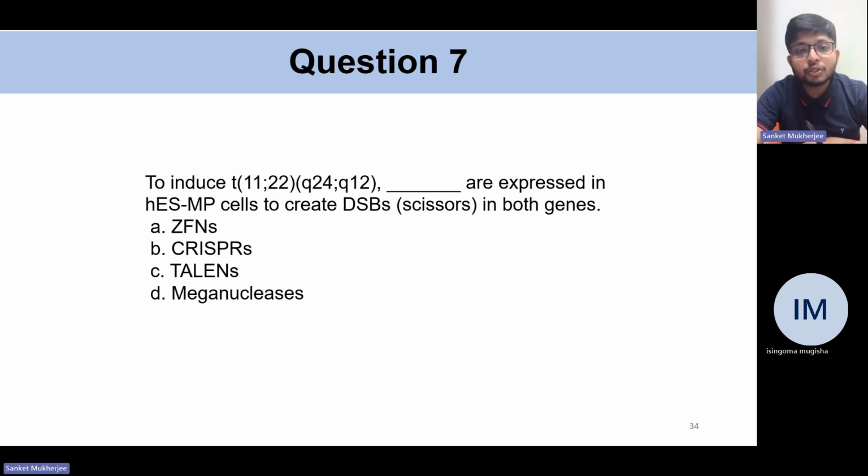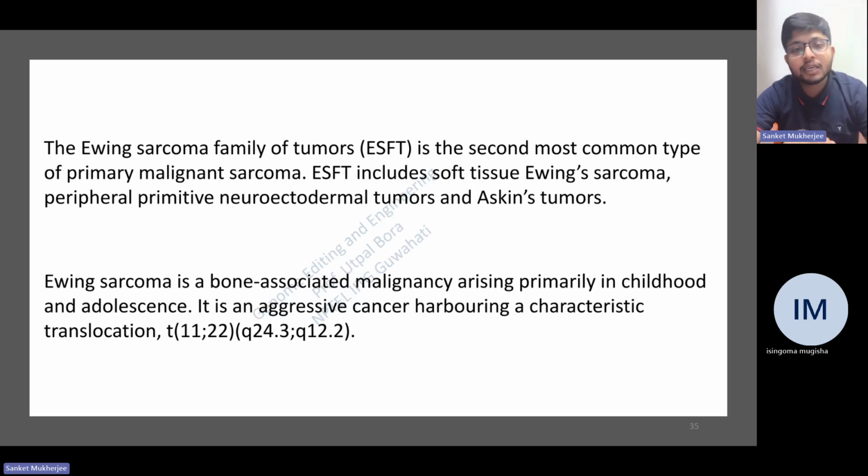Okay, so the answer to this question is zinc finger nucleases. They are expressed in these cells to create double-stranded breaks. Let's see why these are studied. Ewing sarcoma family of tumors, ESFT, is the second most common type of primary malignant sarcoma. ESFT includes soft tissue Ewing sarcoma, peripheral primitive neuroectodermal tumors, and Askin's tumors.